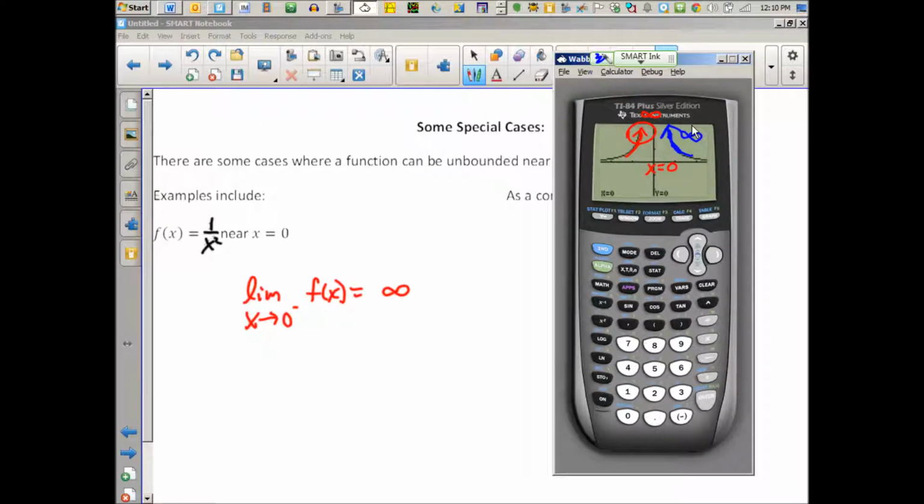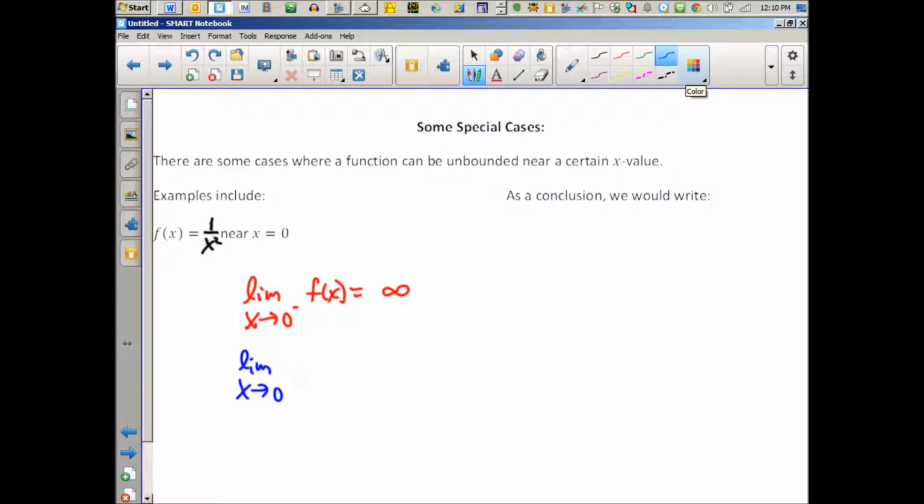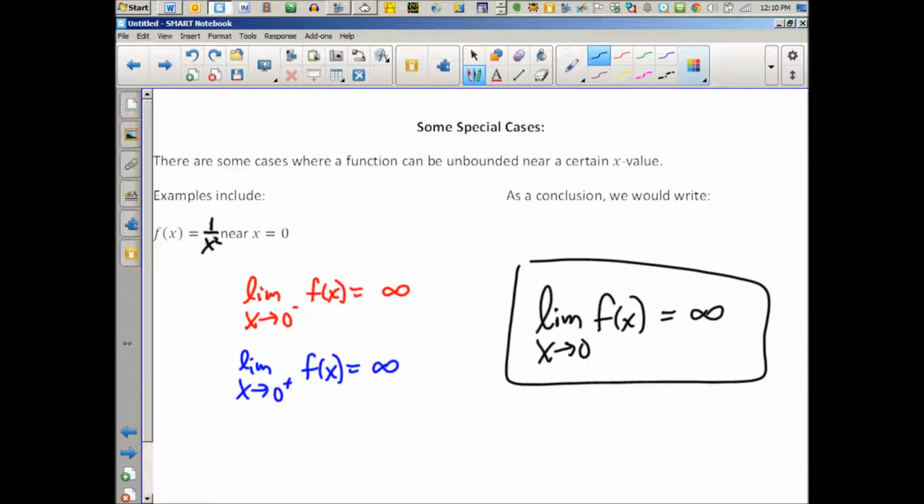I can't write. There we go. So it's climbing. So we would write that as the limit as x goes to 0 plus of f of x equals infinity. And as a conclusion, then, we would write the limit in general near 0 is infinity. Okay, so both sides were climbing indefinitely near 0. So that's why we concluded this. Notice this is not a number, and it's not really a y-coordinate, but it's very descriptive. It tells us exactly what the function does on either side of 0.